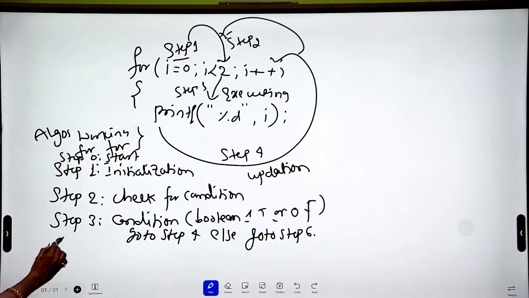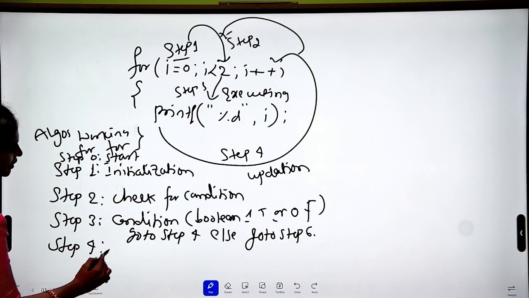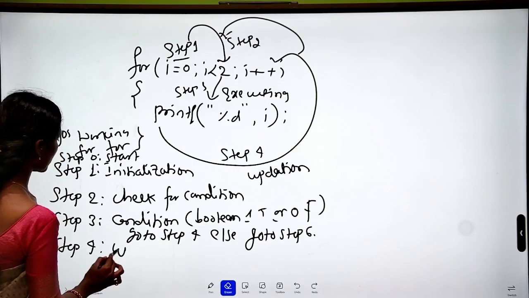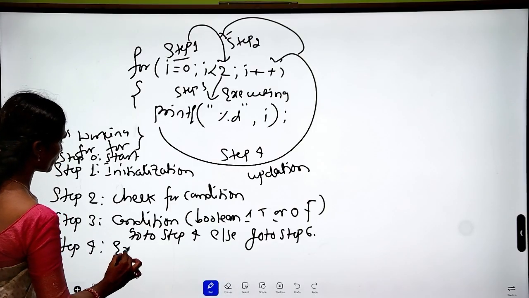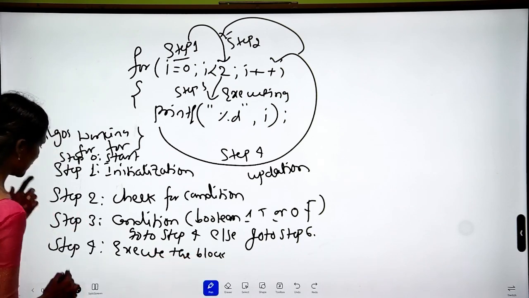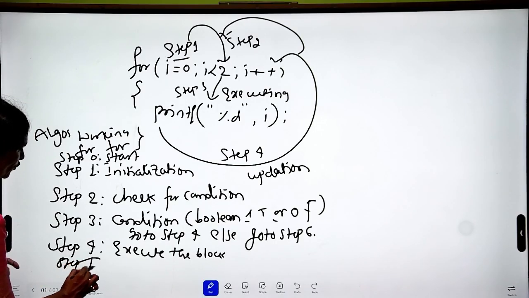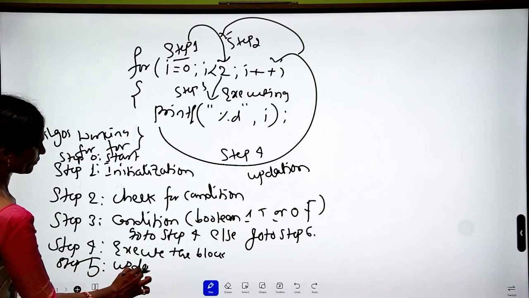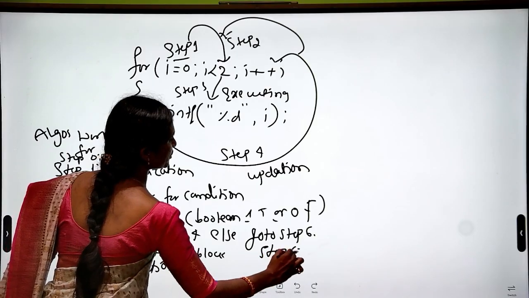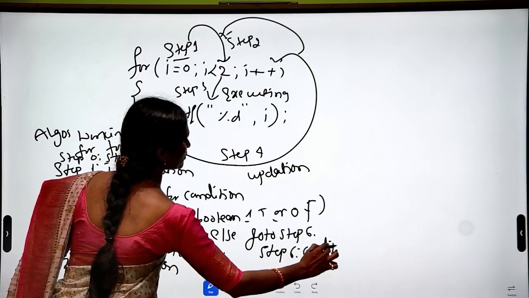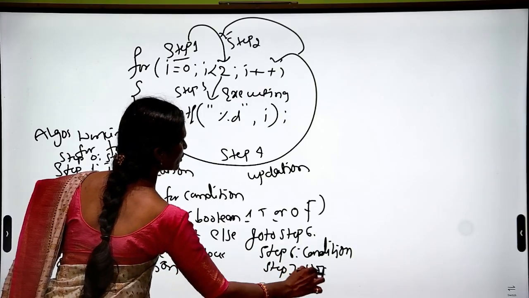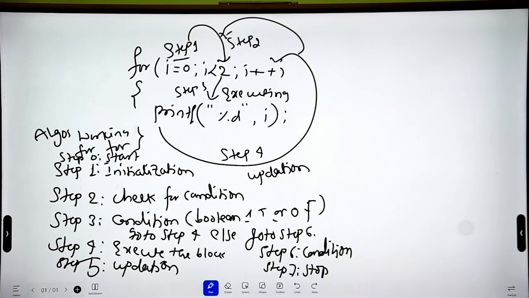Okay, so what is step 4? I will tell now here. Step 4, once it is true, then you are going to execute the block. What you are going to do? Execute the block. Then step 5, you have to go for updation. Step 6, again check the condition. Finally, step 7 is stop. So this is how the looping will execute.